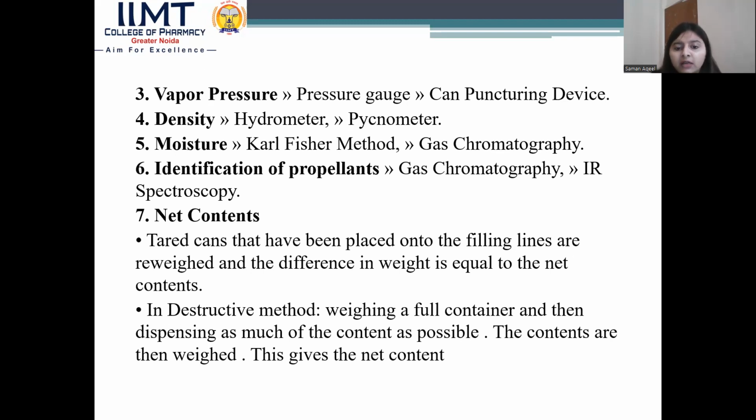In the destructive method, a full container is weighed and then as much of the content as possible is dispensed, and the contents are then weighed. This gives the net content of the container containing the aerosols.